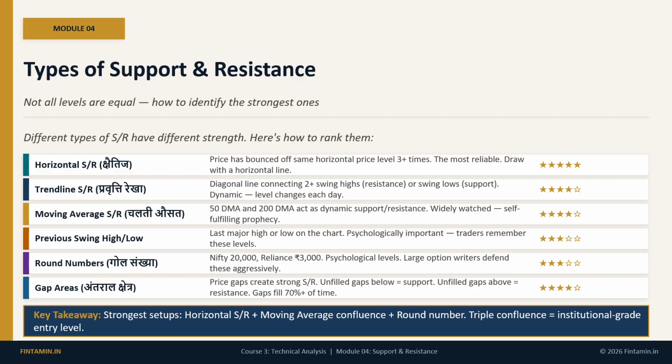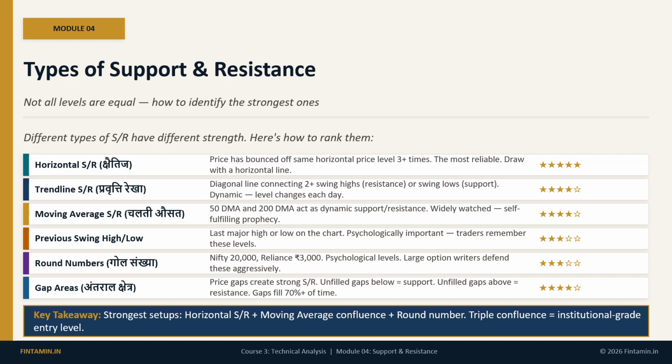Types of support and resistance. Not all support and resistance levels are equally strong. Here is how to rank them. Horizontal levels are the strongest. A flat price that has been respected multiple times. Draw these as horizontal lines on your chart. When a horizontal level aligns with a round number like Nifty 20,000 or Reliance 3,000, it becomes even more powerful because psychologically significant levels attract more attention.